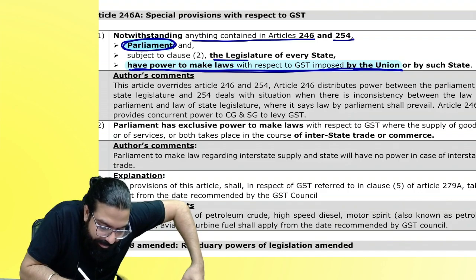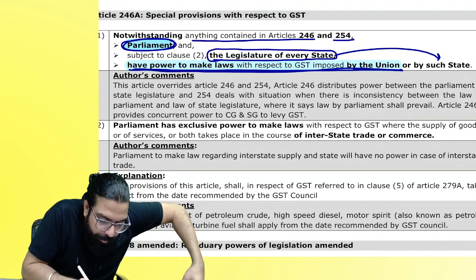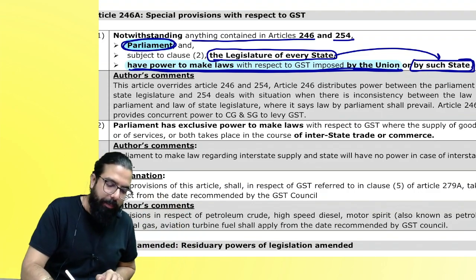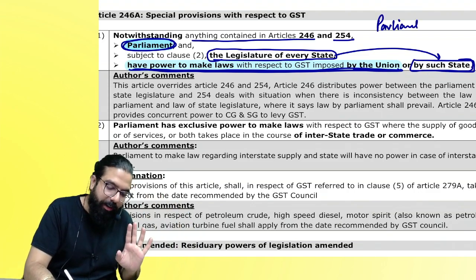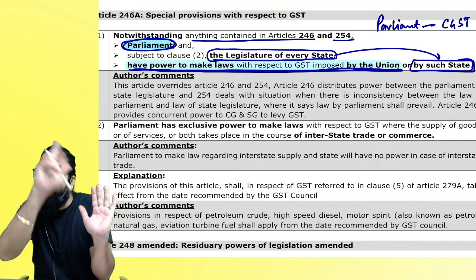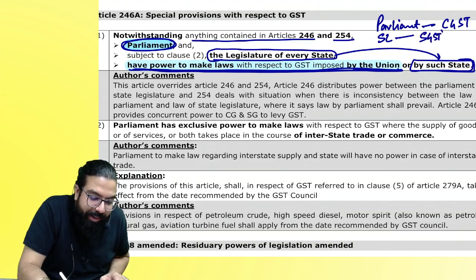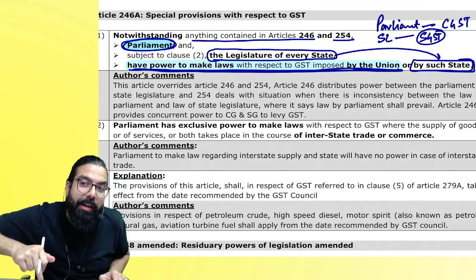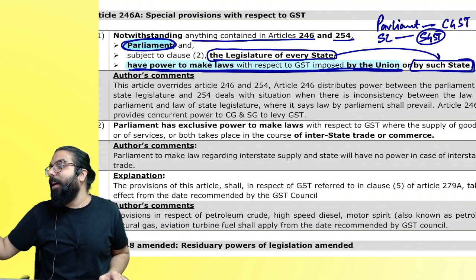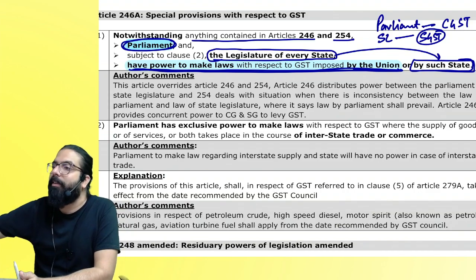And the legislature of every state, meaning the state legislature, will make the law for what? GST to be imposed by such state. Can you tell me, everyone? Simple shortcut: CGST law will be made by Parliament, so it will be applicable to the whole of India. And the state legislature will make the law for SGST to be charged by that state. Karnataka SGST Act will be passed through the Karnataka legislature. Tamil Nadu SGST Act, passed through the Tamil Nadu state legislature. Will it be applicable only to Karnataka SGST Act, or other states also?